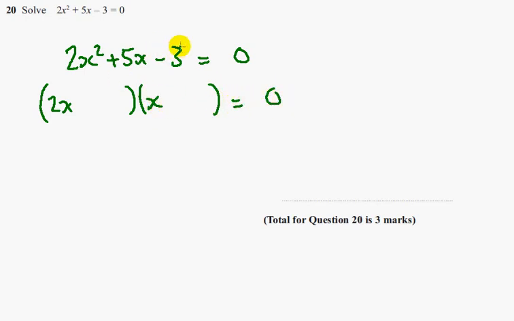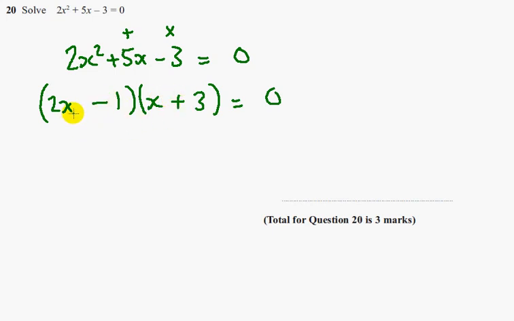Now we need two numbers that multiply together to make minus 3, and two numbers that will add together to make positive 5. So the factors of 3 are 1 and 3. Let's try and put it this way round first of all. Now we know when we times 1 and 3, it's got to give us negative 3. So one of them must be negative, one must be positive. Let's try negative 1 and positive 3.